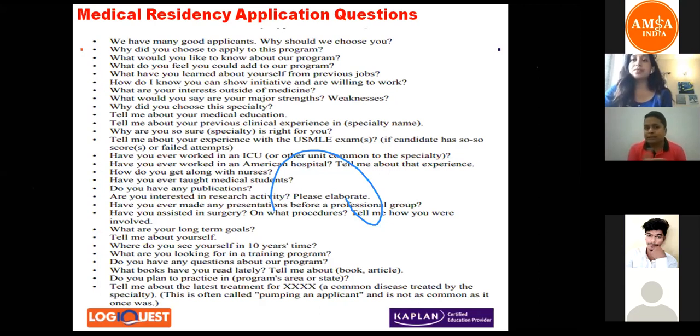Right? Tell me about your medical education. So you can always describe your 5.5 years of medical education. Tell me about your previous clinical experience. So if you have any experience outside of your college, maybe you can just talk about it. Specialty wise, why are you so sure that this is the right specialty for you? Maybe pediatrics or medicine or whatever it is. Now just imagine if it's surgery, the amount of pressure that the student would have to answer this question, right? So just be prepared well in advance so as to ensure that you do not face some kind of trouble at the last minute.